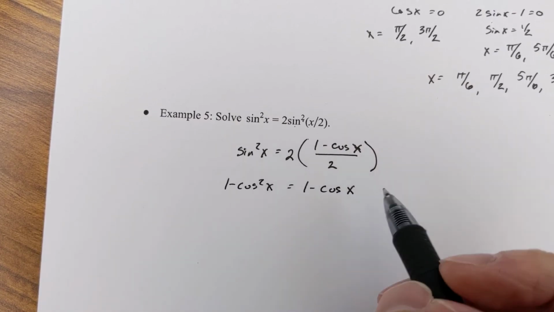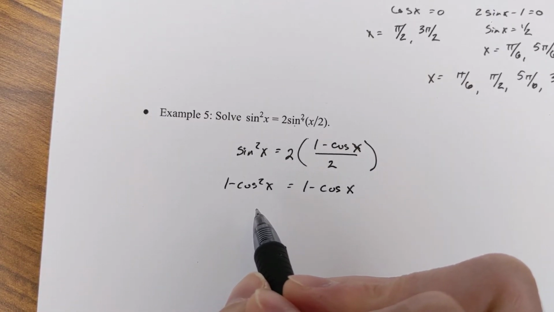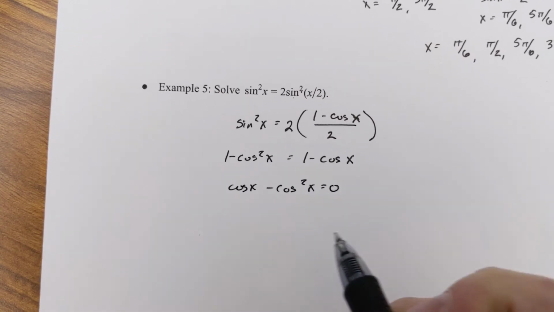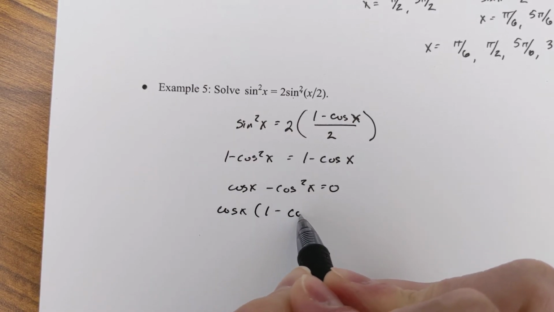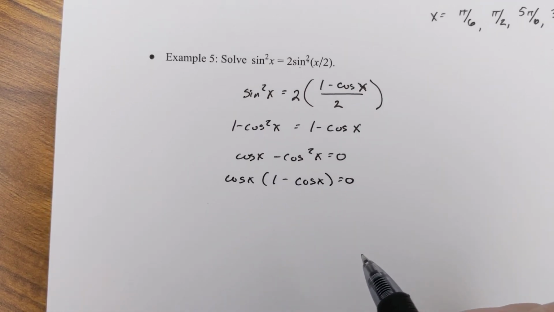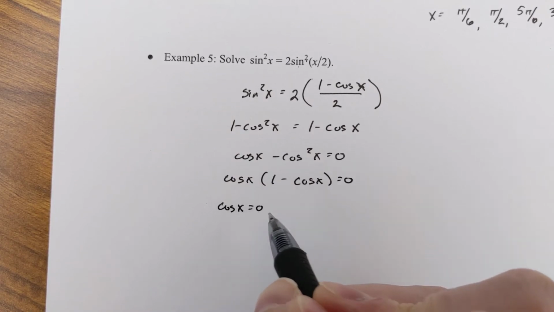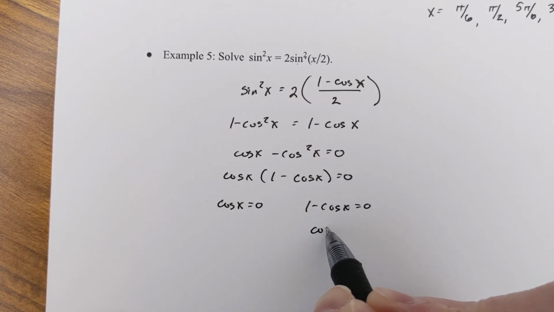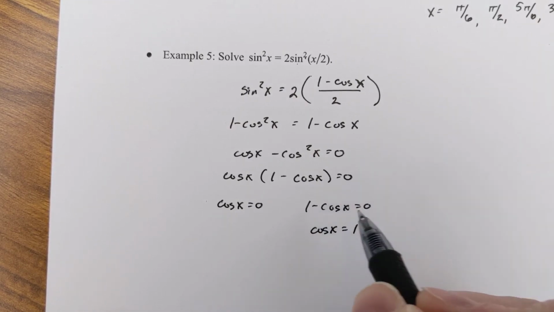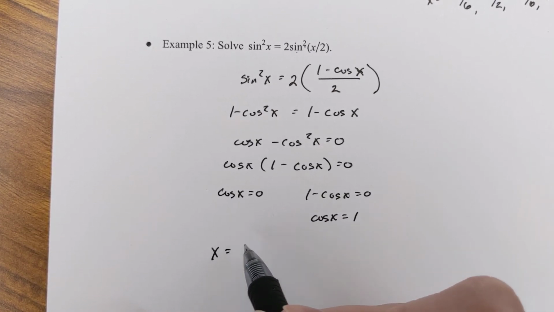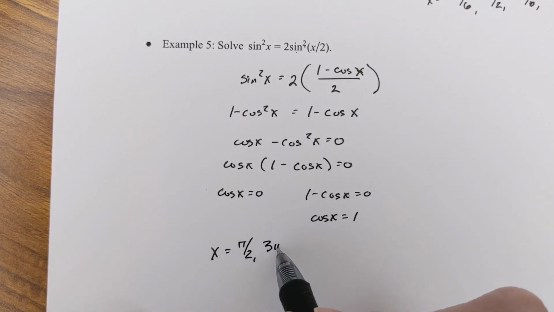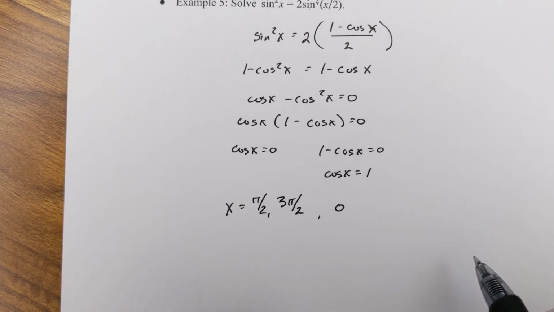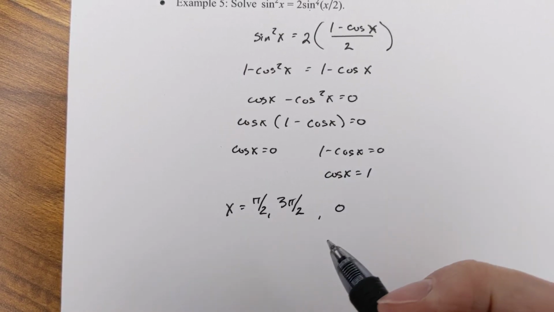So bring everybody to one side. The ones are going to cancel. I'm going to have the cosine of x minus the cosine squared of x equal to 0. I can factor out a cosine: cosine x times 1 minus cosine x. Now that I'm factored, I set my factors separately equal to 0. So cosine x is 0, and 1 minus cosine x is equal to 0, so this becomes cosine x is equal to 1. The places where cosine is 0 are pi over 2 and 3 pi over 2. The place where cosine is 1 is at 0 radians. Since it says solve and doesn't give an interval, I need to do all of them.